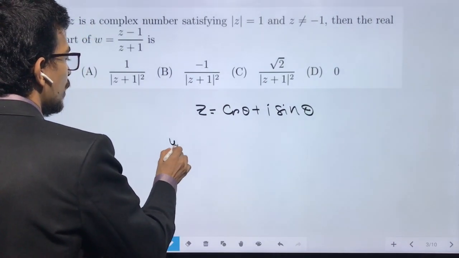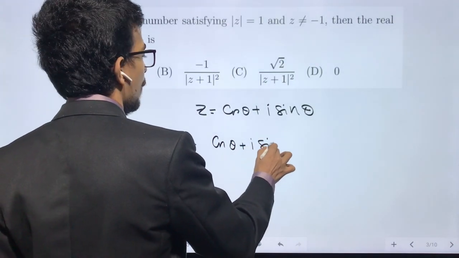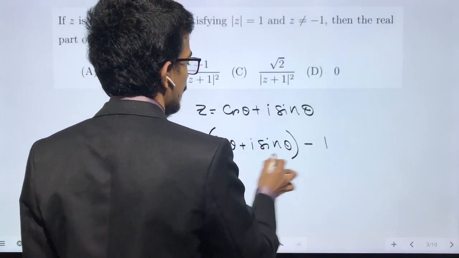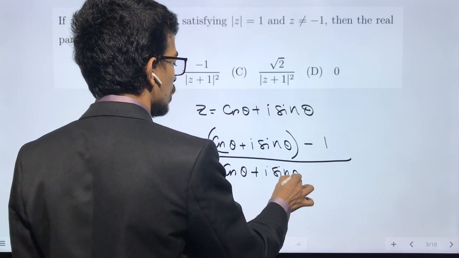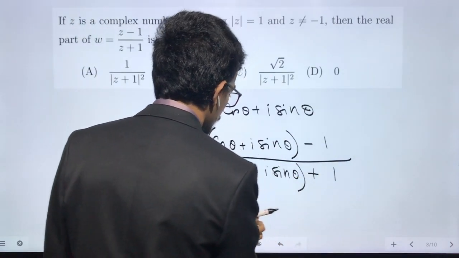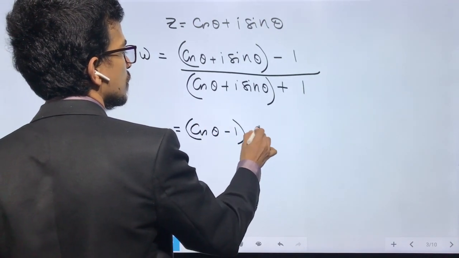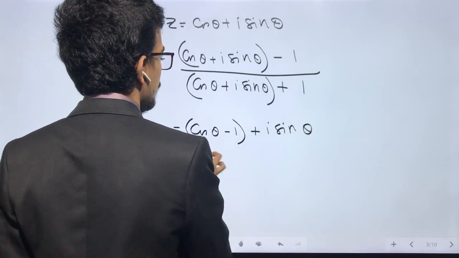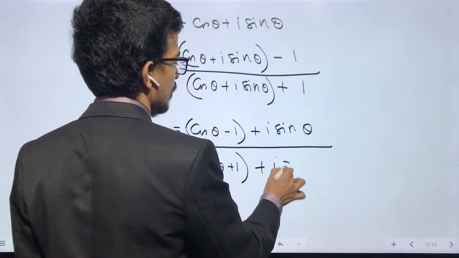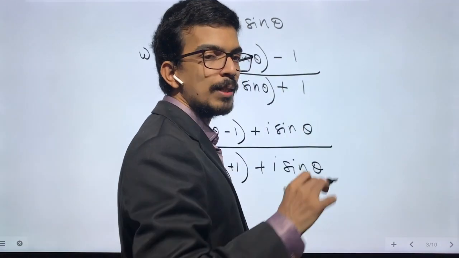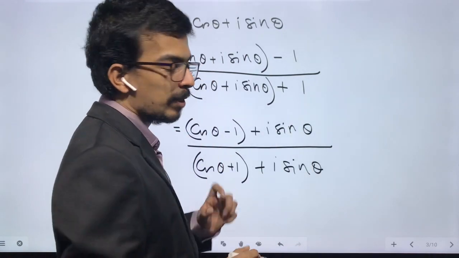Now, your omega is going to be cos theta plus i sin theta minus 1 divided by cos theta plus i sin theta plus 1. So, this is going to be cos theta minus 1 plus i sin theta divided by cos theta plus 1 plus i sin theta. Now, suppose you are good at trigonometry. Instead of resorting to some algebraic manipulation, let's go with trigonometric manipulations.